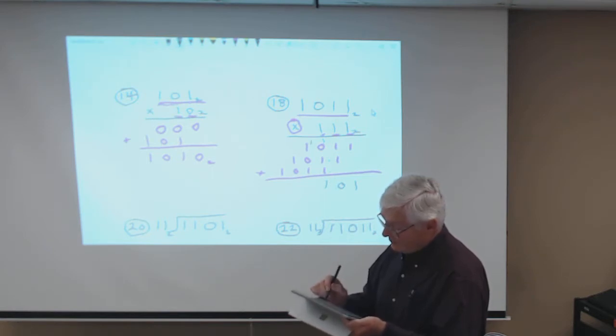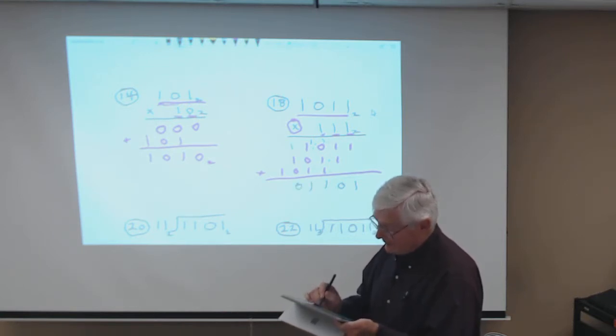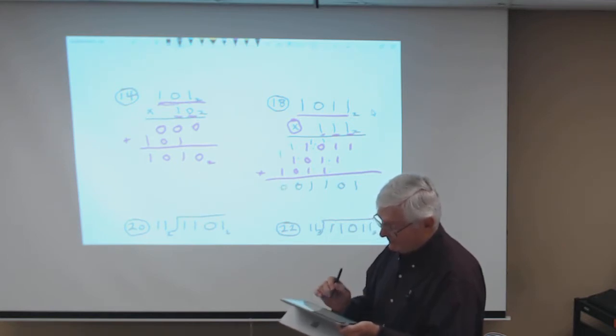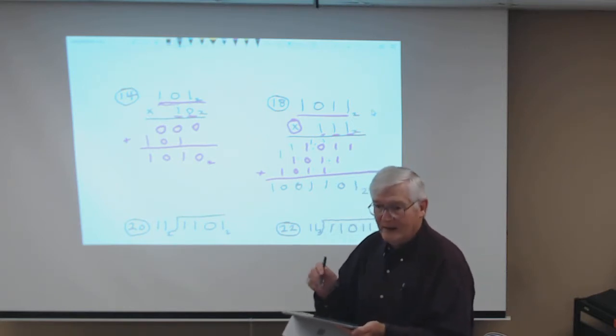1 and 1 and 1 is 3. That's 1. Carry a 1. 1 and 1 is 2. That's 0. Carry a 1. 1 and 1 is 2. That's 0 and 1. And that's the answer to 1011 times 111.